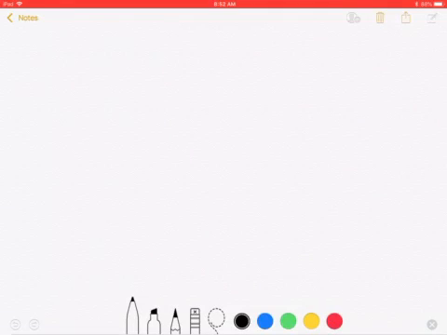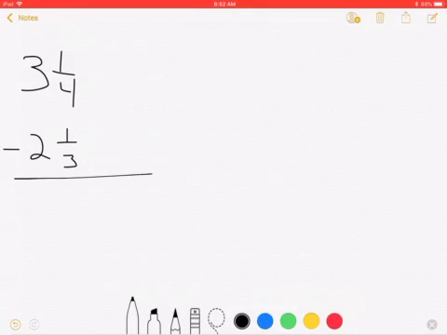Now, the first problem from the homework says 3 1/4. We're going to write it vertically, right? 3 1/4 minus 2 1/3. Now, my students, we already know that we cannot add or subtract fractions that don't have common denominators. So we have to get common denominators here, right? And the easiest way to do that is to multiply the denominators. So our denominators are 3 and 4. 4 times 3 equals 12. So 12 would be our common denominator.